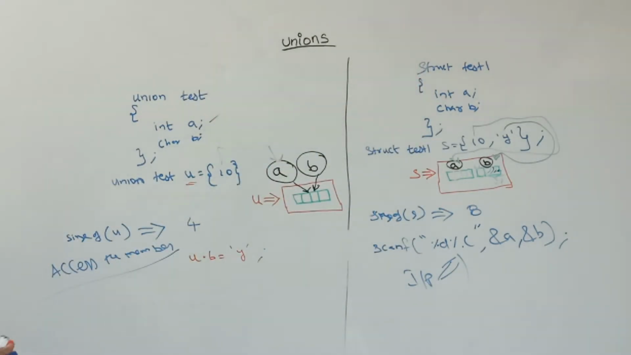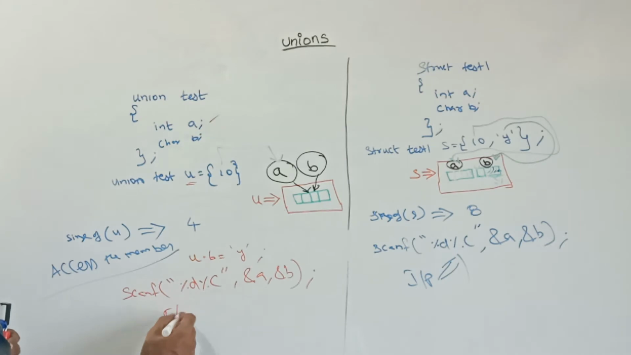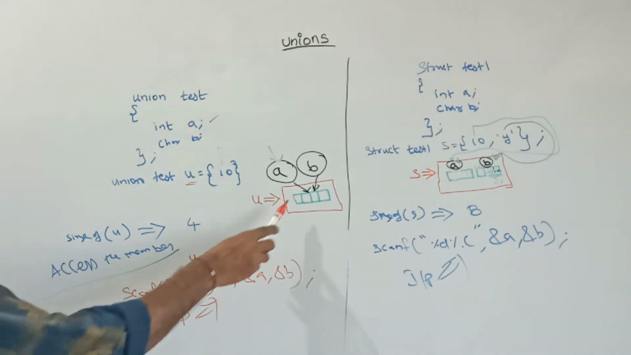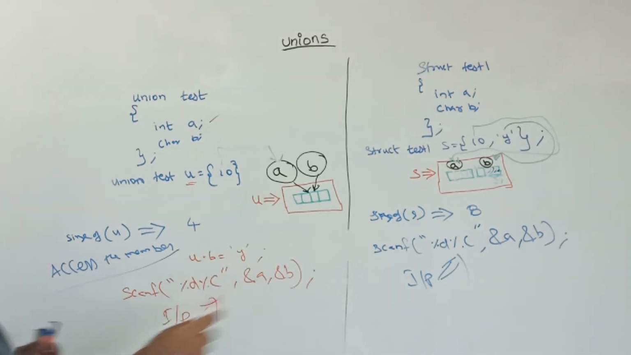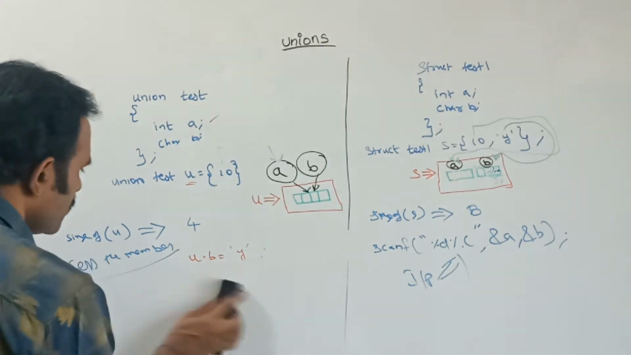Here we can't give it like this for a union, because if we give two inputs at a time using scanf, finally whatever input we gave last will be in the memory. Because both variables utilize the same memory, this is wrong, we should not give like this. We should give only a single value at a time. Instead of this, we can give like this.